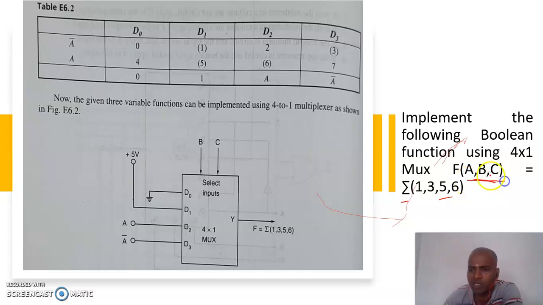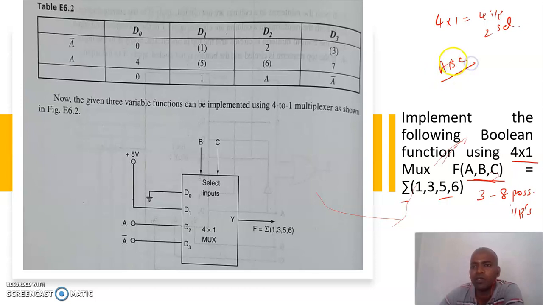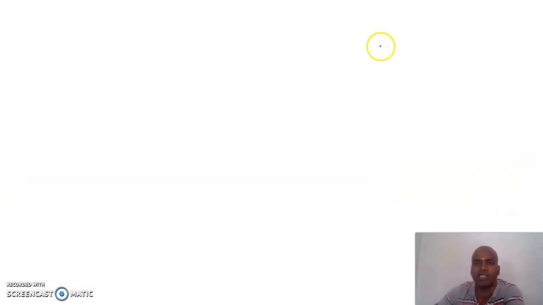Here ABC means there are 3 inputs, so we can write 8 possible combinations of inputs, but our required design is 4x1 only. For a 4x1 mux we need 4 inputs and 2 selection lines, but the given question has 8 possible combinations of inputs ABC. So from this ABC, I am going to consider BC as the selection lines and A as the input. For that, first I am going to construct the table for the 4x1 mux.